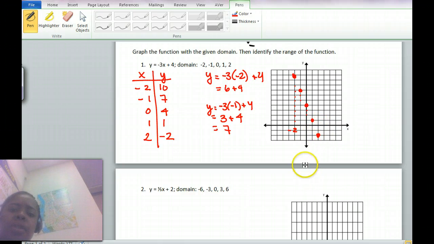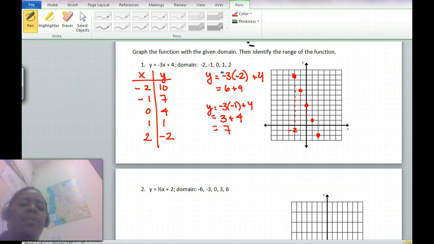Here's what I don't want you to do. I don't want you to connect these dots because the given domain was -2, -1, 0, 1, 2. That's like if I ask you a question that's a yes or no question. All I want to know is yes or no, and yes or no. I don't want to know every detail.